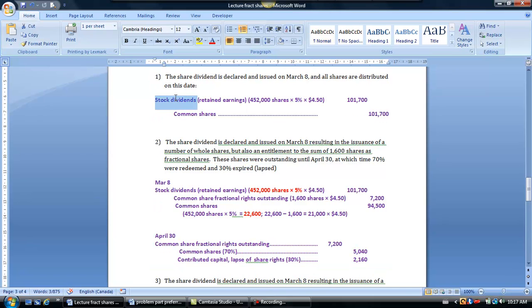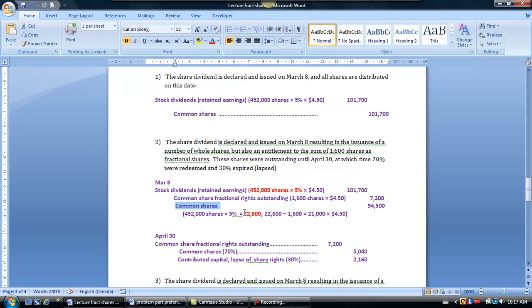Well, the debit is the same as it was up here because the value of your share, your stock dividend, is still going to be the total number of shares outstanding times 5%, which is going to give us 22,600 shares, and we're going to multiply it by the market value to give us the total value of the share dividend. The only difference here is that the company is now issuing fractional share rights. So the first thing you can do is I would value the full shares.